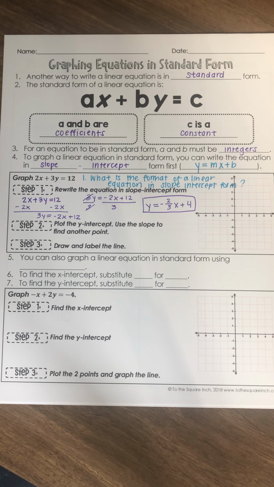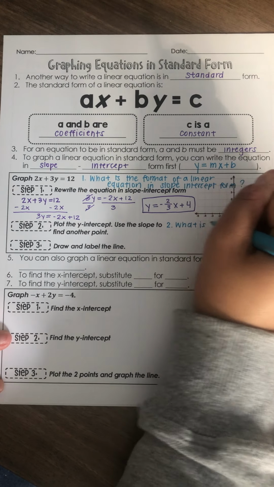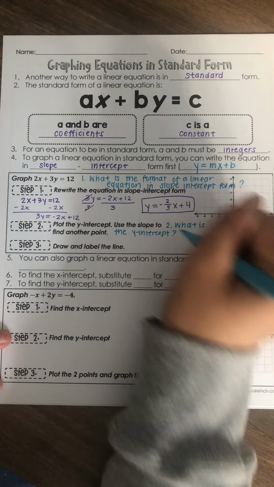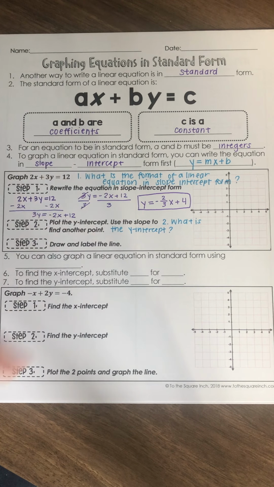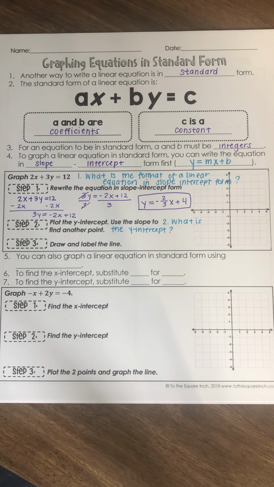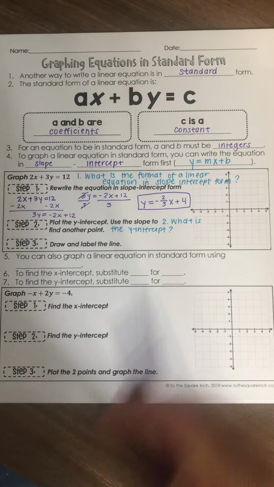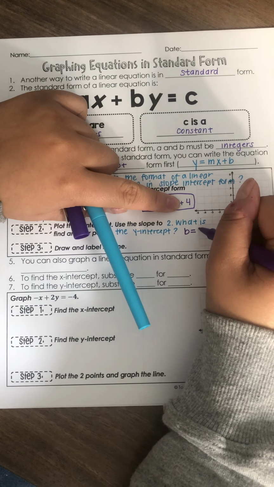Step 2 is to plot the y-intercept, and then we are going to use the slope to find another point. So your second point in the chat will be, what is the y-intercept? So looking at my equation in slope-intercept form, go ahead and identify what our y-intercept is. So our y-intercept, what we call b, is going to be our positive 4 here.